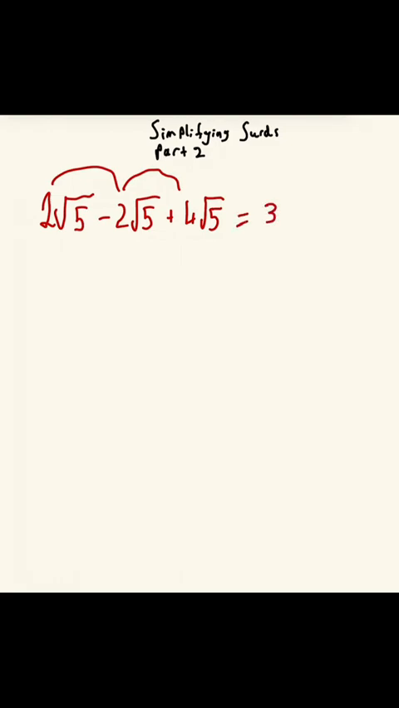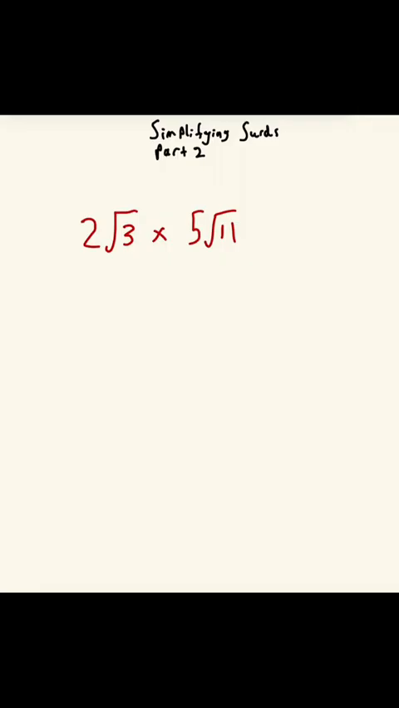So if we just deal with these front things, the coefficients by themselves, then we get 3, and then that root 5 stays the same. So that's another thing you can do with surds when it's the same number in the actual root.